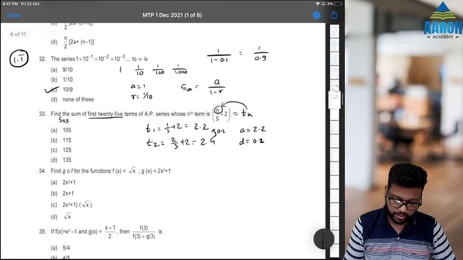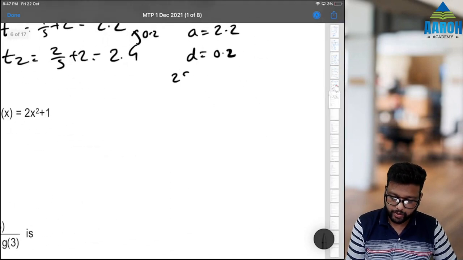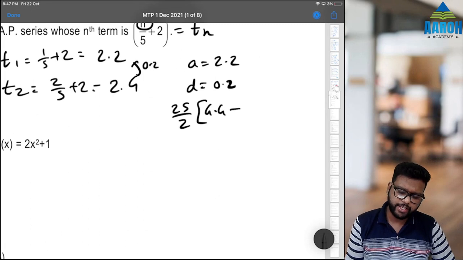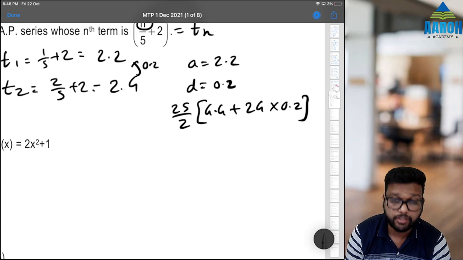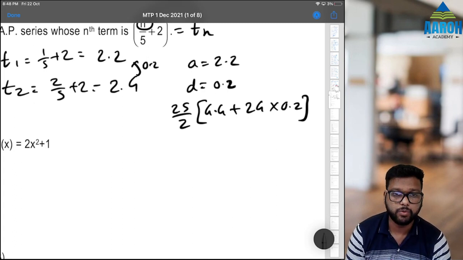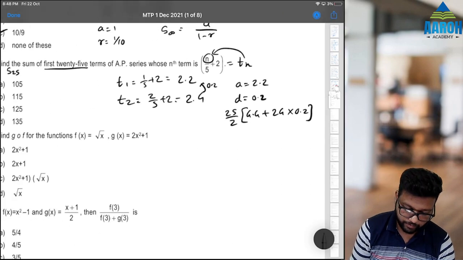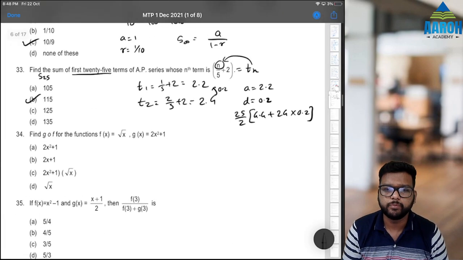So now S25 is what? 25 by 2 into 2A, that is 4.4, plus n minus 1, that is 24 into D. Let's do it on calculator. 24 into 0.2 plus 4.4 into 25 by 2. 115 is the correct answer, option B.